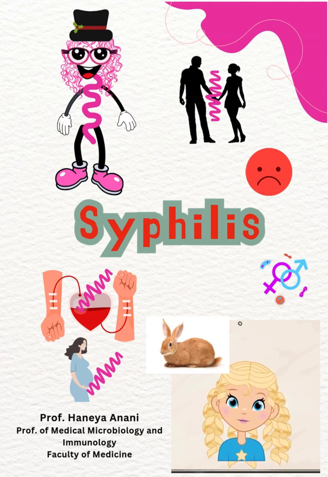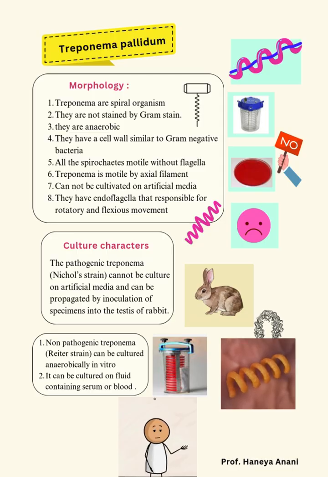Let's begin. Treponema are spiral organisms. They are not stained by Gram stain. They are anaerobic. They have a cell wall similar to Gram-negative bacteria. All the spirochetes are motile without flagella. Treponema is motile by axial filament. Cannot be cultivated on artificial media. They have endoflagella that are responsible for rotatory and flexuous movement.